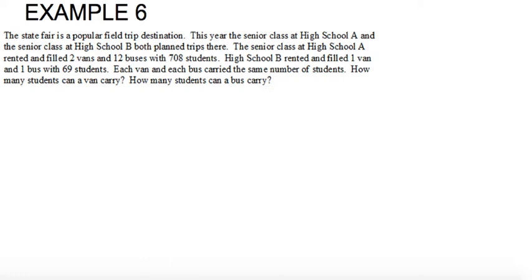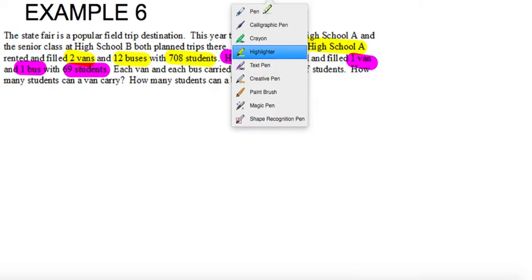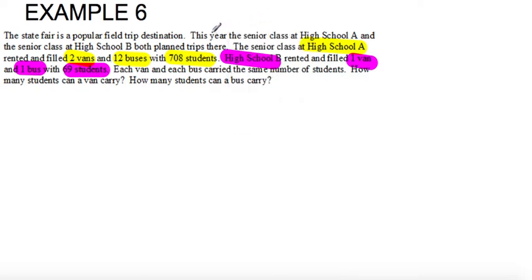Okay, so we highlight key information. Key information here is that high school A filled 2 vans, 12 buses, and there were 708 students. And then high school B rented and filled 1 van, 1 bus, and there was a total of 69 students. So we're interested in figuring out how many students can fit in a van, how many students can fit in a bus. So the variables that we're dealing with here are V, students in a van, and B, students in a bus.